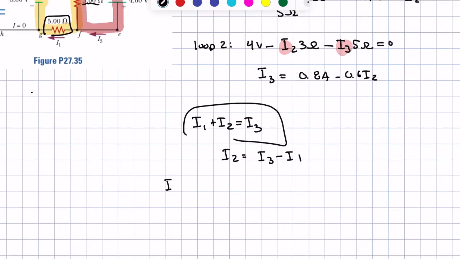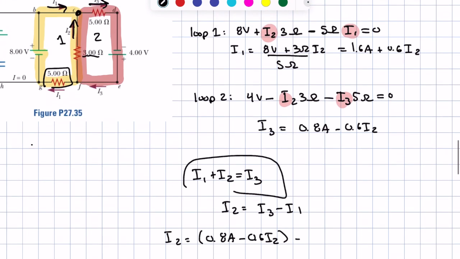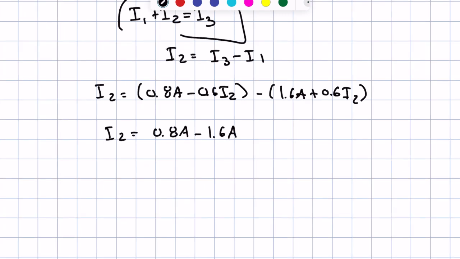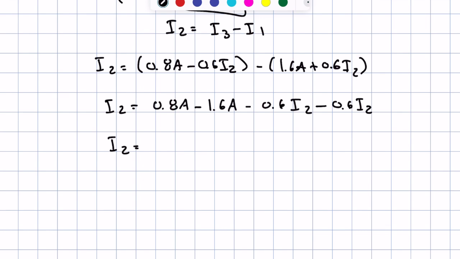That means I2 is equal to 0.8 amps minus 0.6 I2 minus I1, which is 1.6 amps plus 0.6 I2. Right, so now we have I2 is equal to 0.8 amps minus 1.6 amps minus 0.6 I2 minus 0.6 I2. So then we have this negative 0.8 amps minus 1.2 I2.